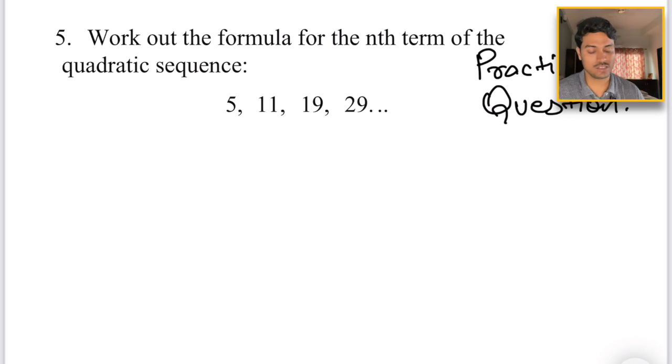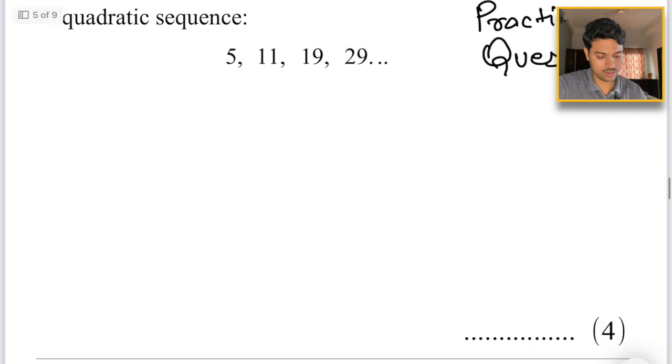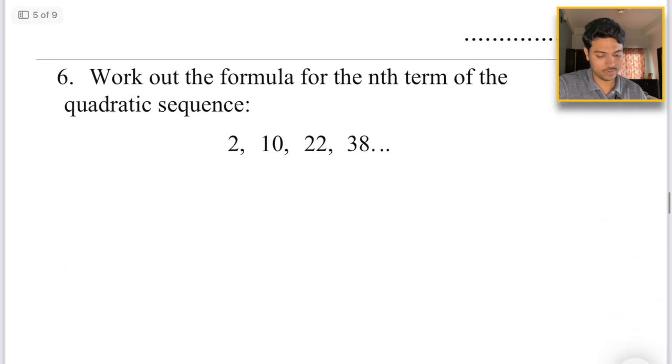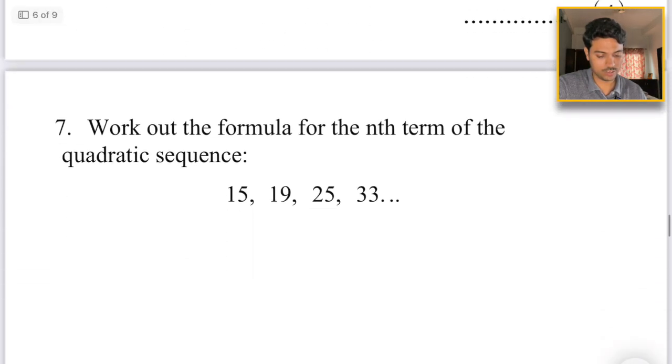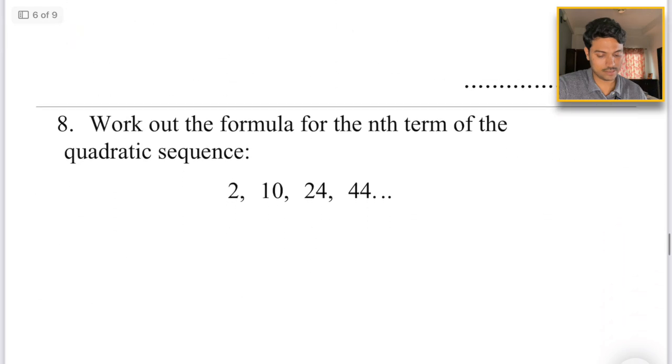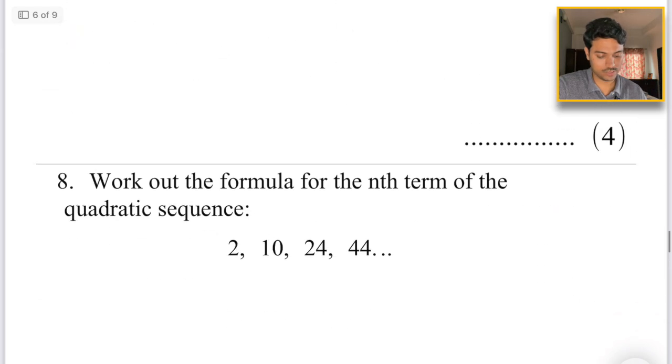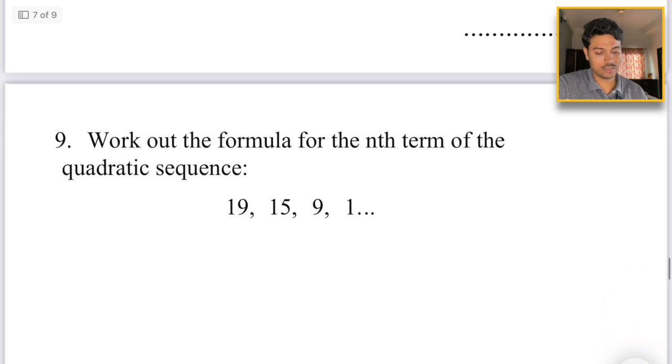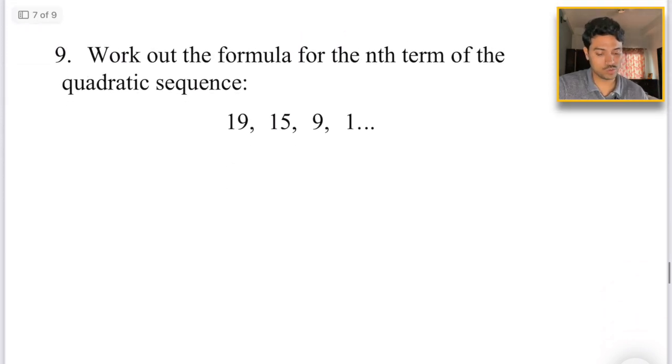It's an increasing sequence: 5, 11, 19, and 29. So work this out and write down in the comment section. I'll tell you whether it is correct or not. Question number 6 is also the same. 7th also increasing. 8th also increasing. So now this is a decreasing sequence, so let's check this one.